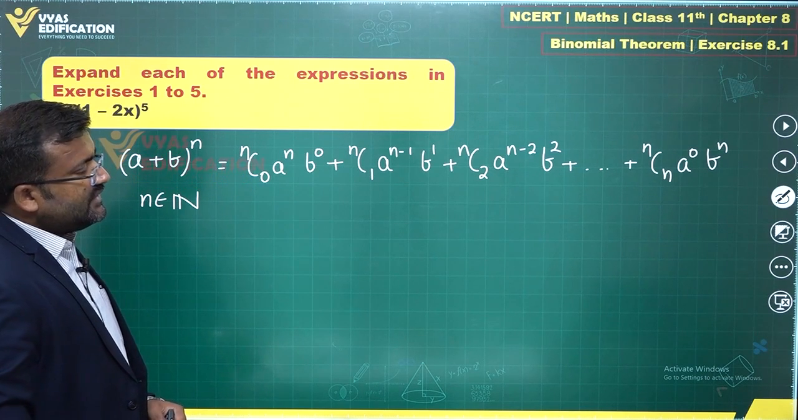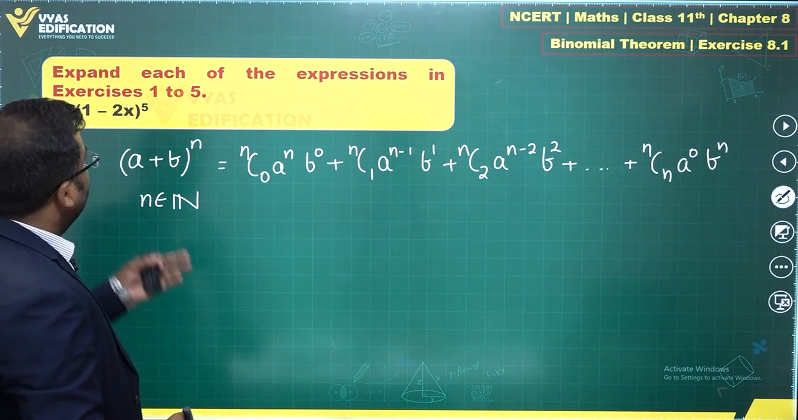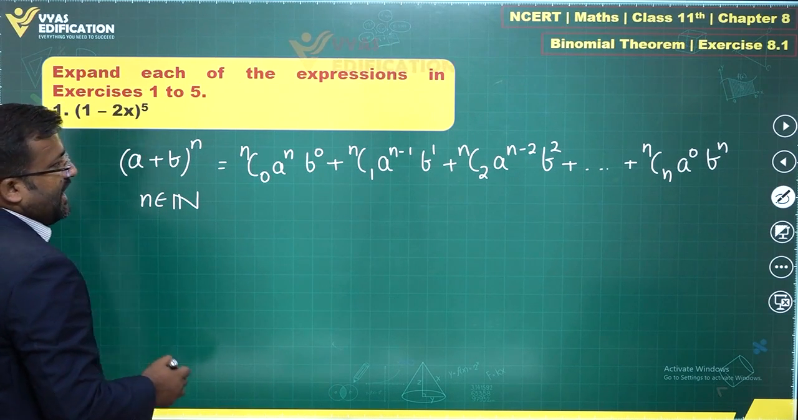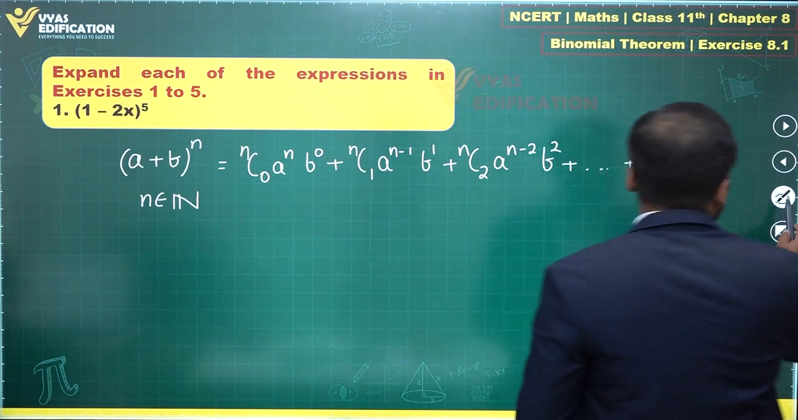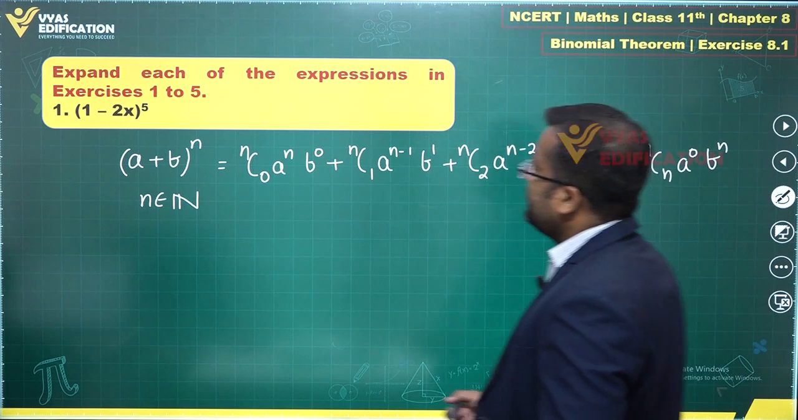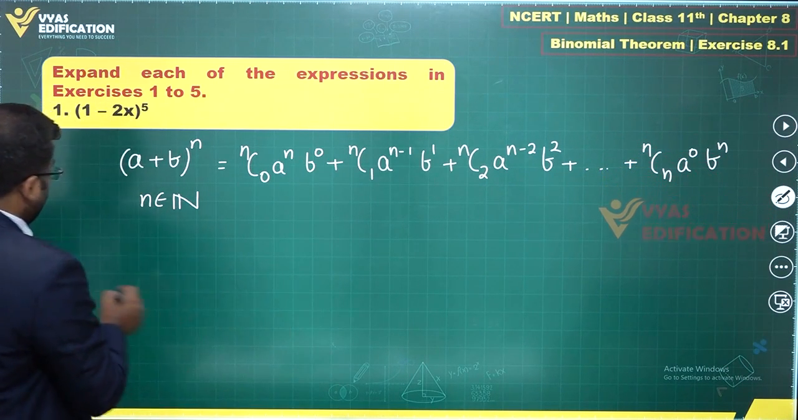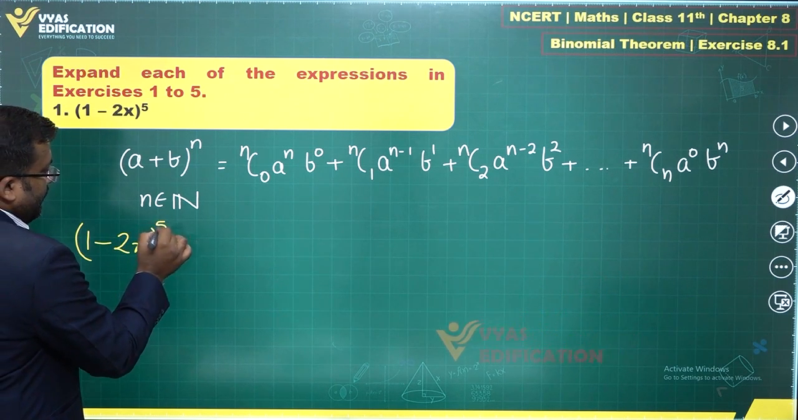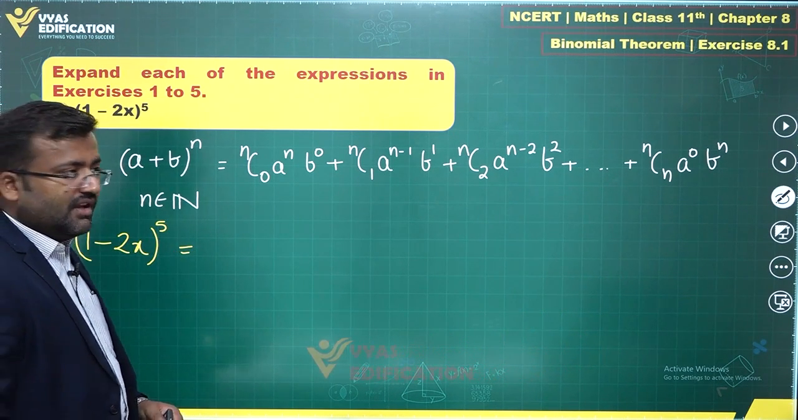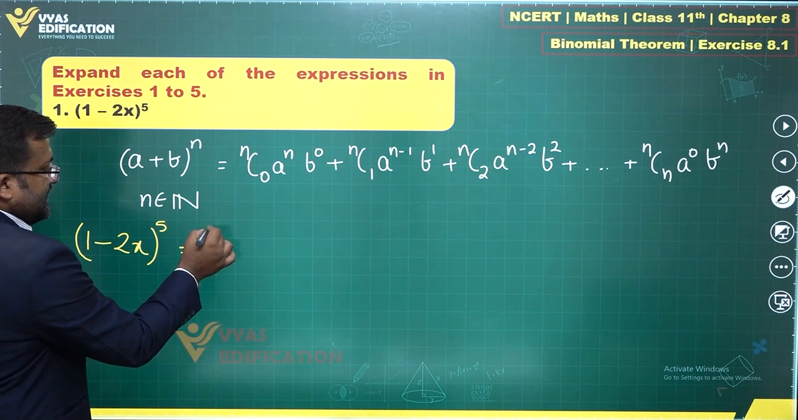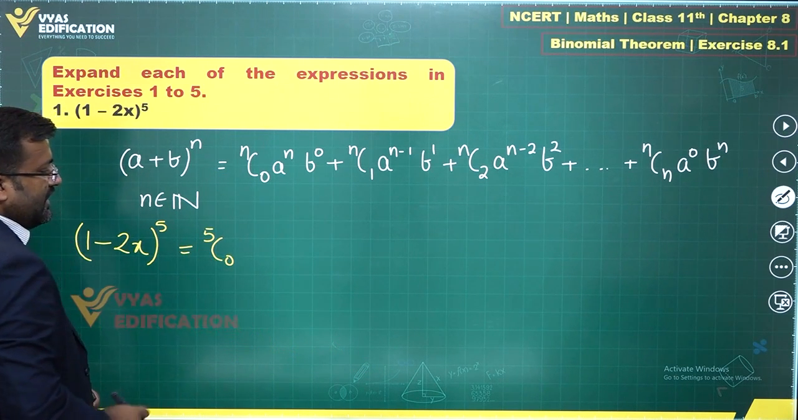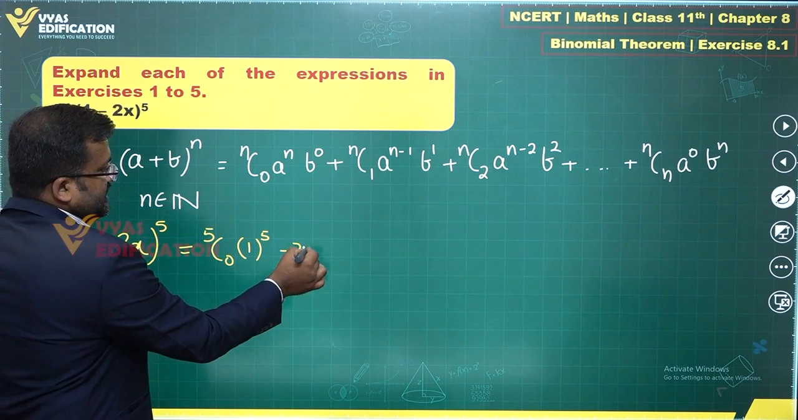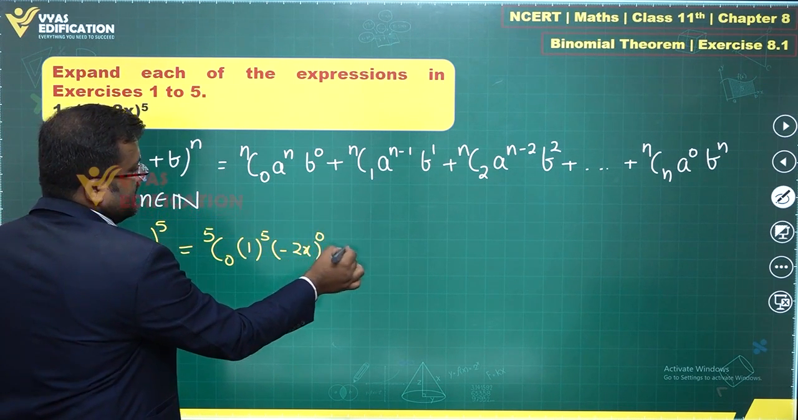Once you have written this carefully, what do we do? For (1 minus 2x) whole power 5, it is very simple to expand. Let's expand this over here. (1 minus 2x) whole power 5 will be equal to, using this, 5C0, the first term 1 raised to power 5, minus 2x raised to power 0. This is what you get.